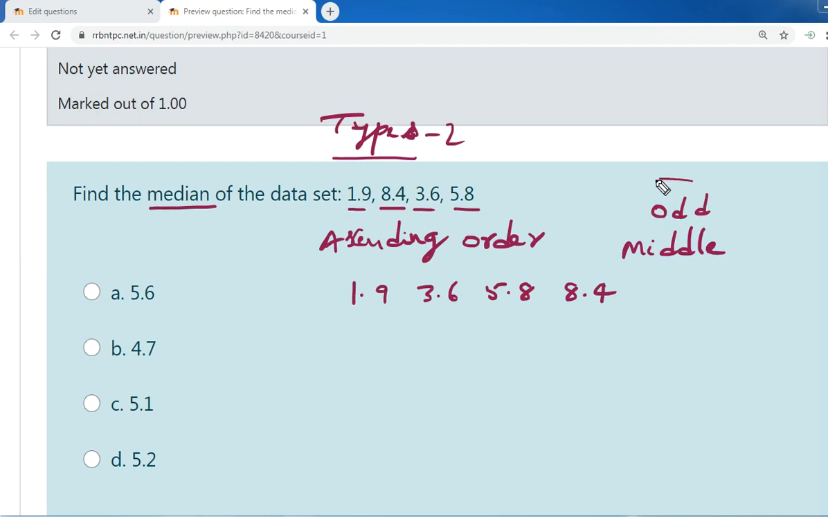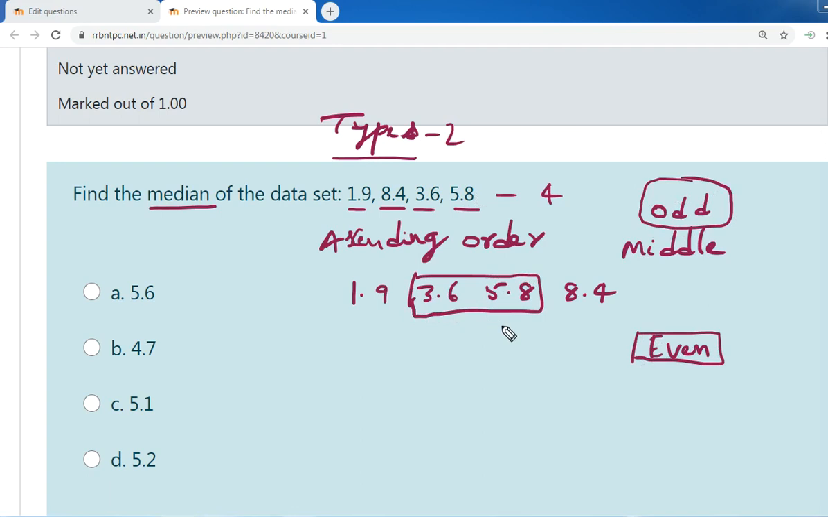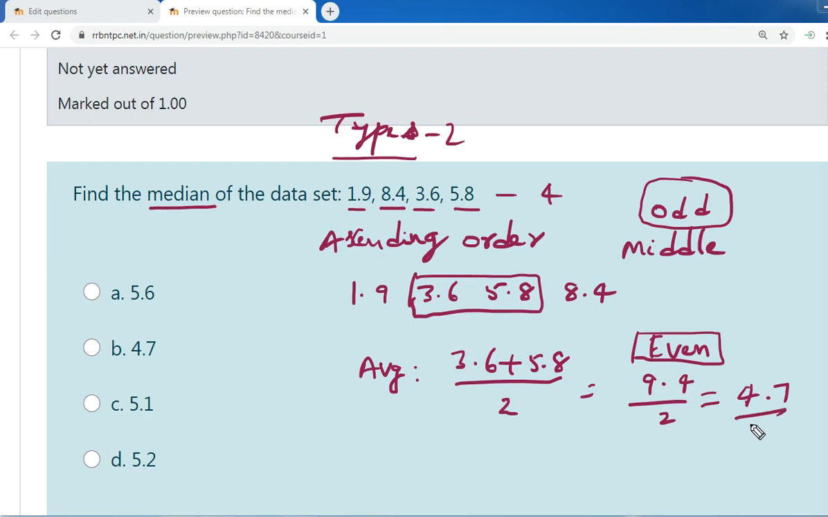Whatever the middle element is, it will be the median. Very simple if the number of elements is odd. However, here the number of elements is 4, which is not odd. If the number of elements is even, then we need to consider the middle two elements. Here the middle two elements are 3.6 and 5.8, and we find the average. So 3.6 plus 5.8 by 2 is equal to 9.4 by 2, which is 4.7.